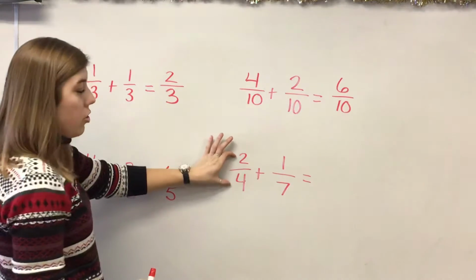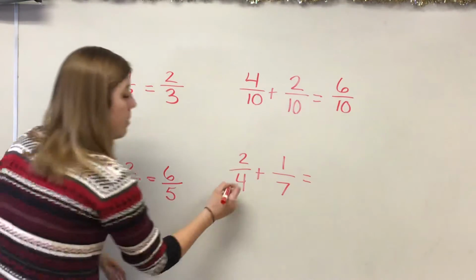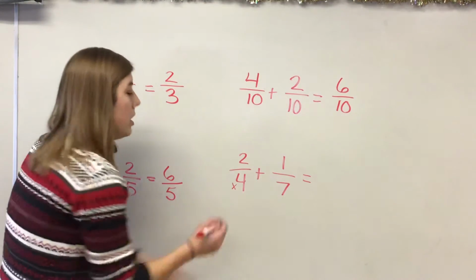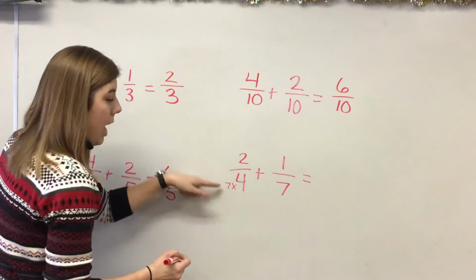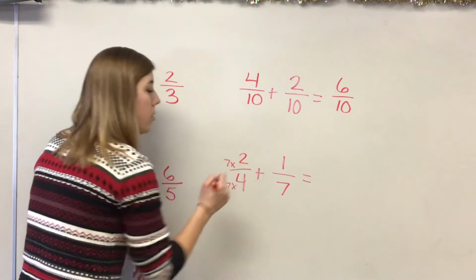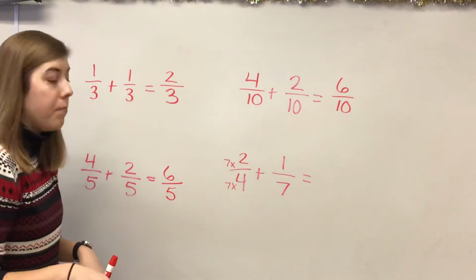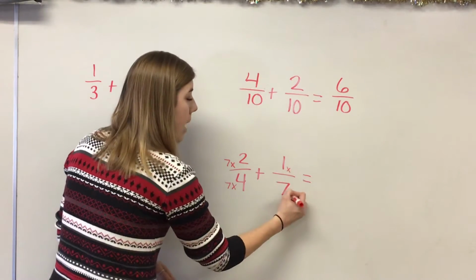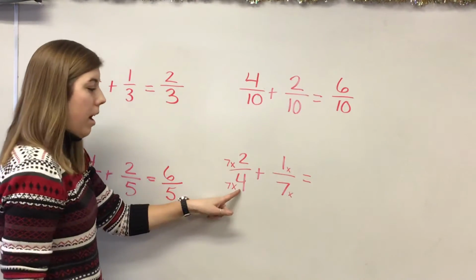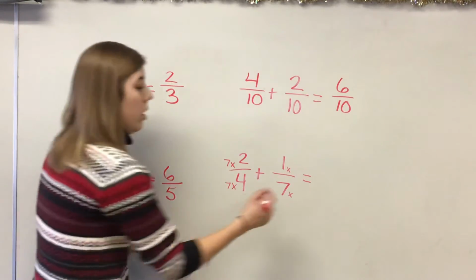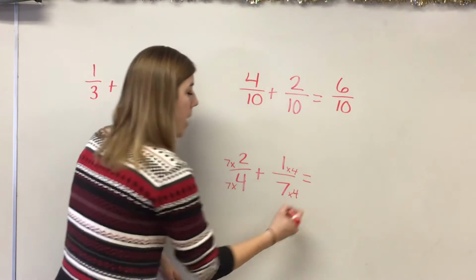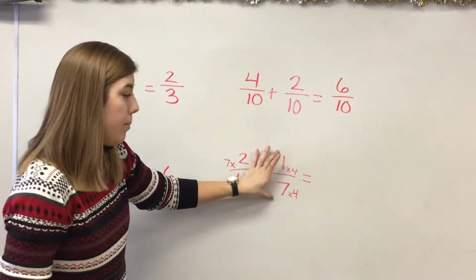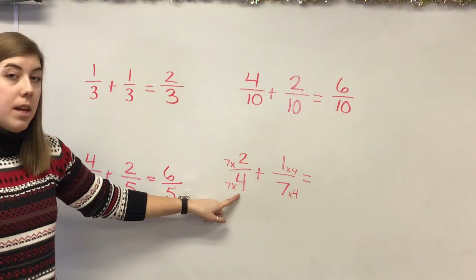So my fraction is 2/4. I'm going to multiply it by the denominator on the other fraction. So over here the denominator is 7. I'm going to multiply this fraction, top and bottom, times 7. Remember, whatever you do to the top, you have to do to the bottom, okay? And vice versa, for the 1/7, I'm going to multiply top and bottom by the denominator from this fraction, times 4, top and bottom. This side was times 7, the 7 came from here. This side is times 4, the 4 came from here, the opposite denominator.